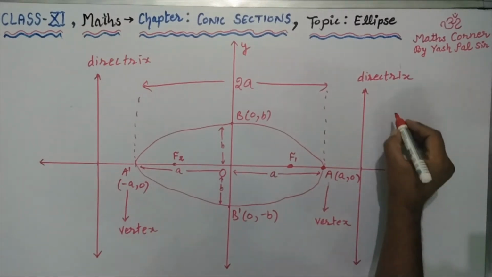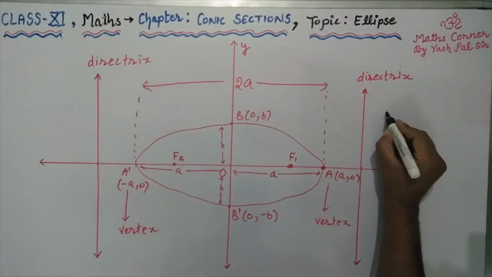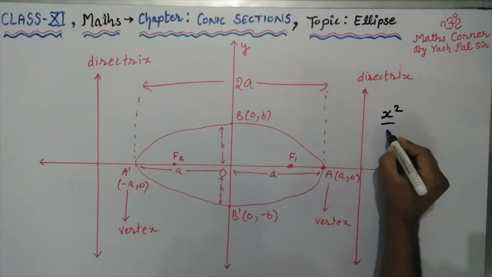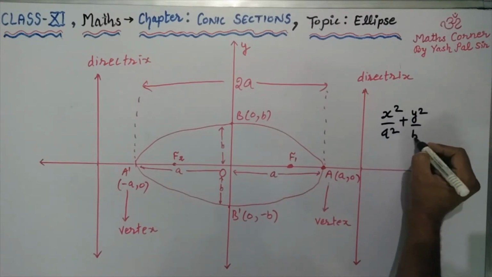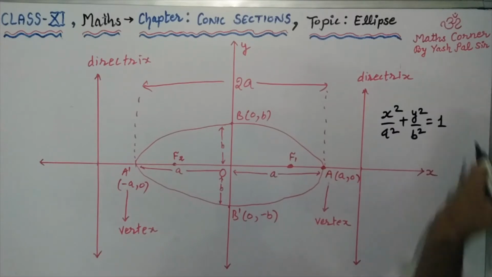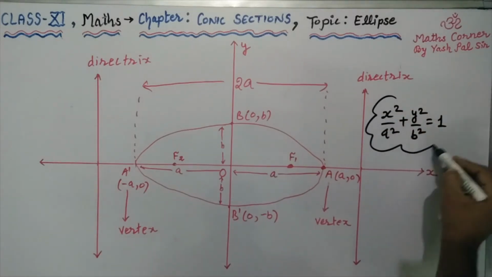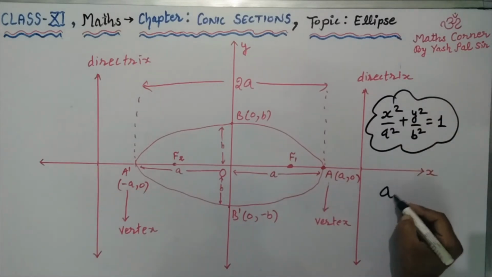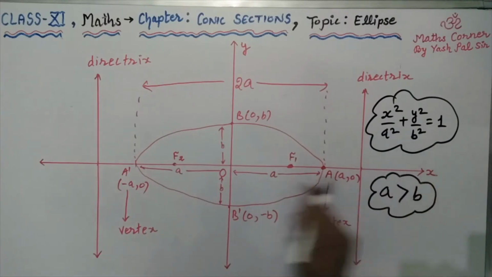The equation of this ellipse is written this way. What is the ellipse equation? x square upon a square plus y square upon b square is equal to 1. Here the important thing is a is greater than b. This is very important in case of ellipse.